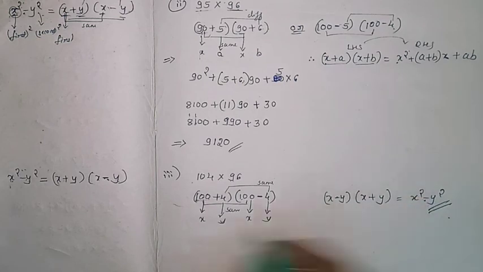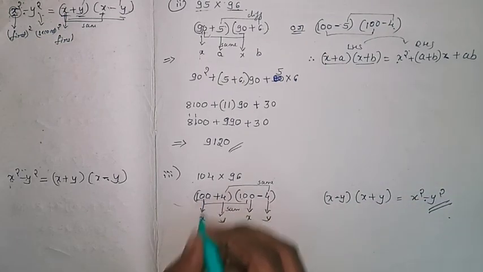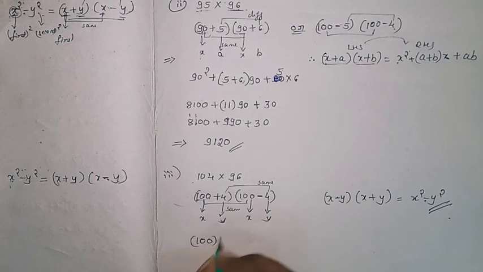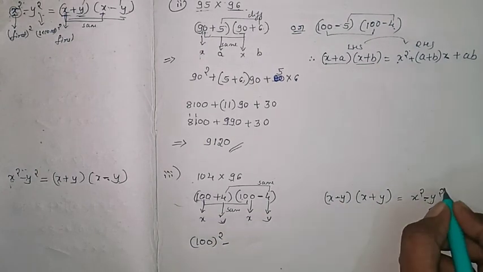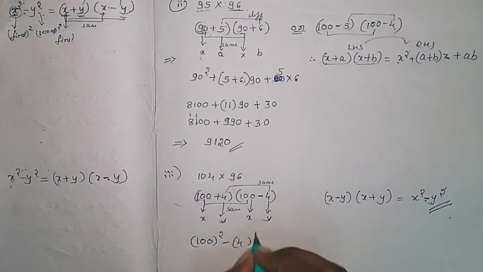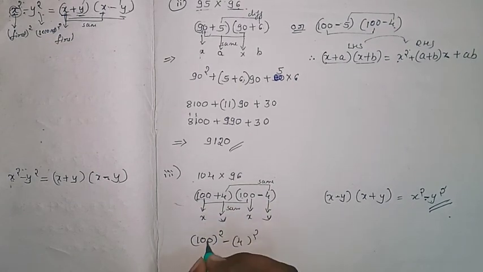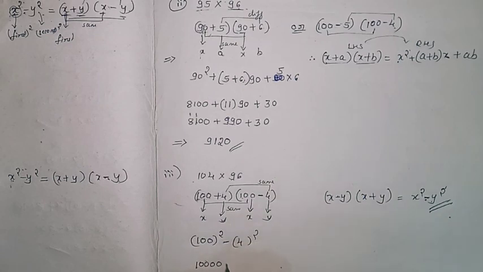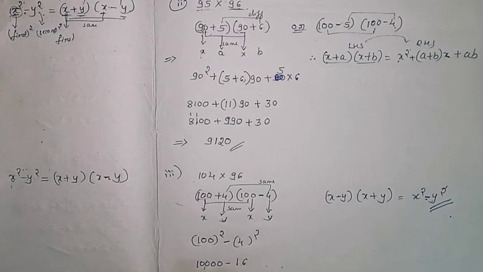So the formula is x square minus y square, where x is 100, so 100 square, minus y square, y is 4, so 4 square. 100 square is 10,000, as for a square term it means 2 zeros extra. 4 fours are 4 into 4, that is 4 square, it is 16. 10,000 minus 16 will be 9,984. So this is our required answer.